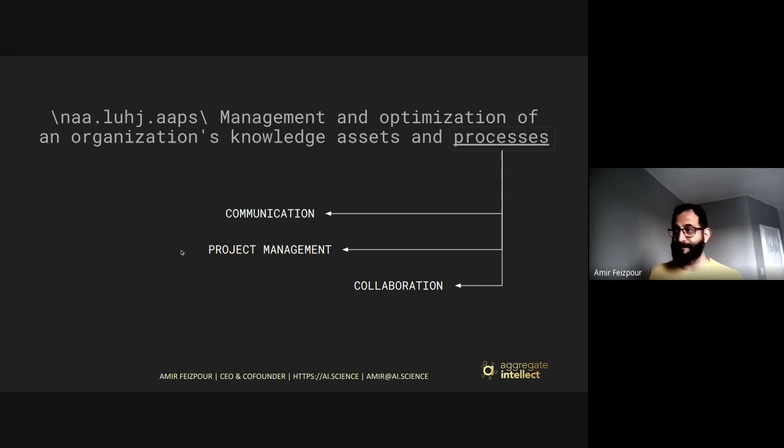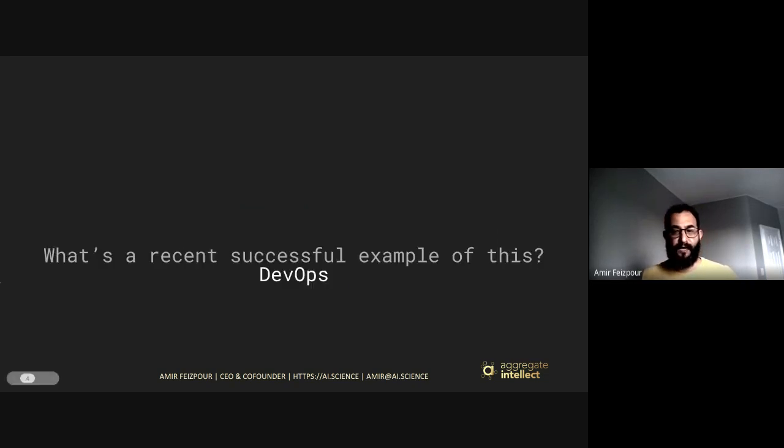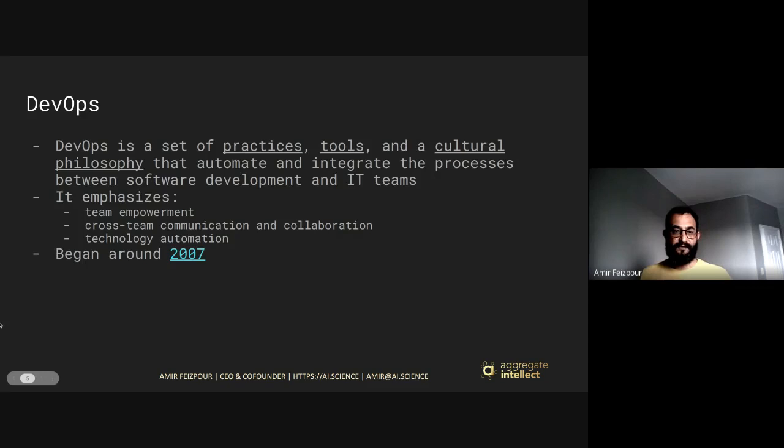Let's go forward. I want to go a little deeper into one specific example of KnowledgeOps called DevOps. You've seen this. It's been around for almost 15 years now, and many of us have engaged in it and used it in our day-to-day work. So we should be pretty familiar with it. Let's go a little deeper.